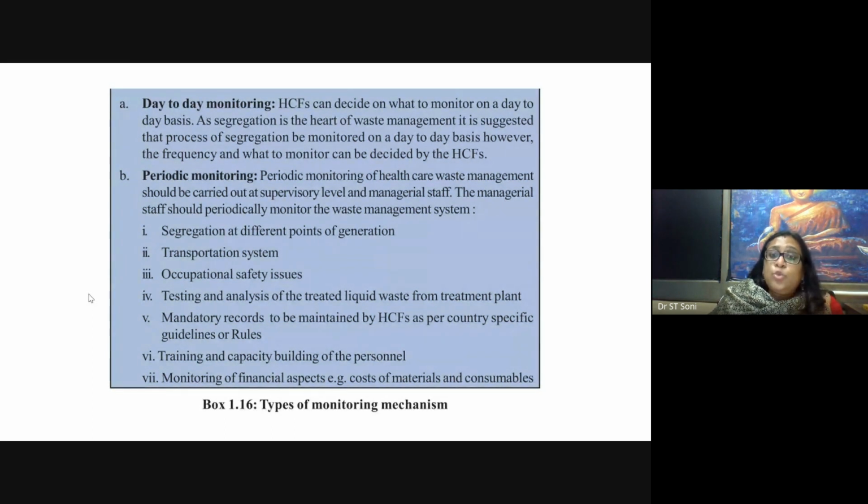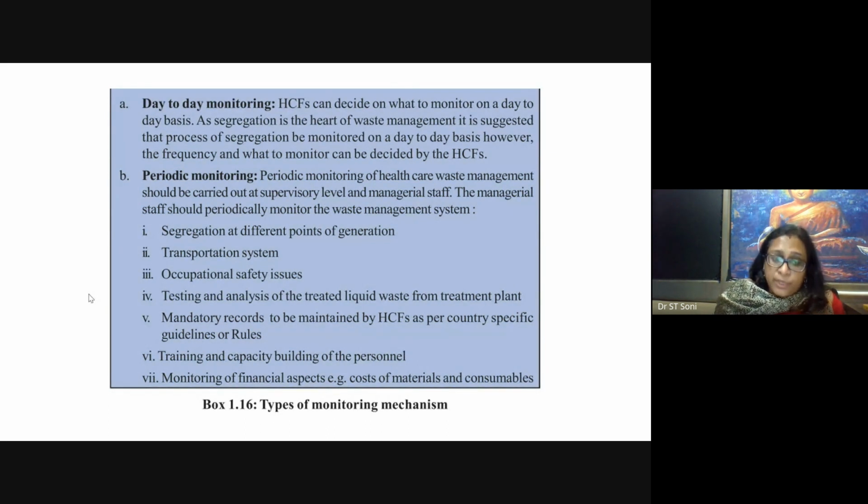Periodic monitoring we need to do with some managerial level, supervisory level staff. Personnel who are very much involved in the monitoring, like the nursing superintendent, the infection control officer, the infection control team, maybe the hospital administrator, will be observing, recording, and reviewing the segregation at the point of generation, the transportation system, occupational safety aspects, testing and analysis of the liquid waste, and whether the mandatory records are being kept or not.